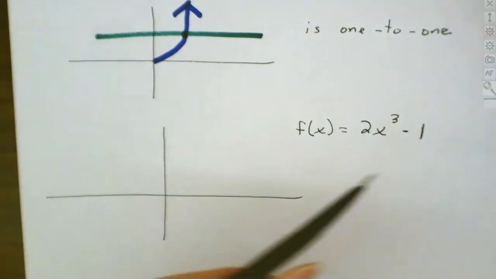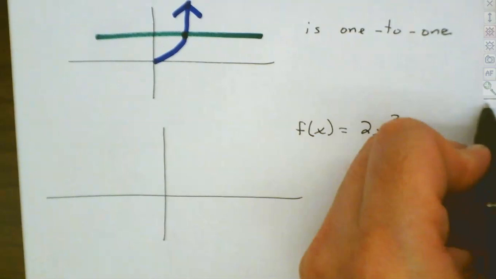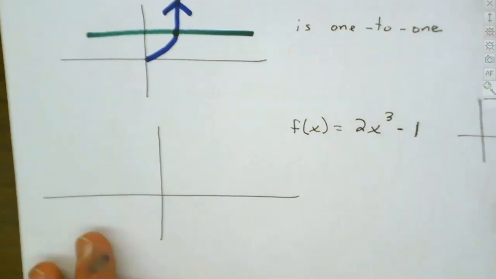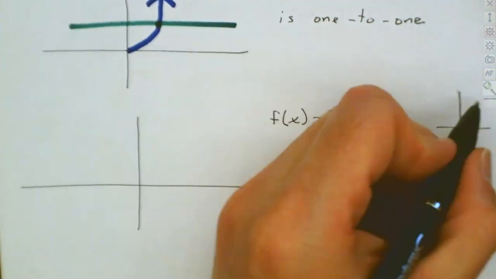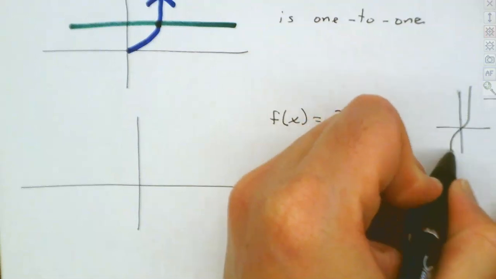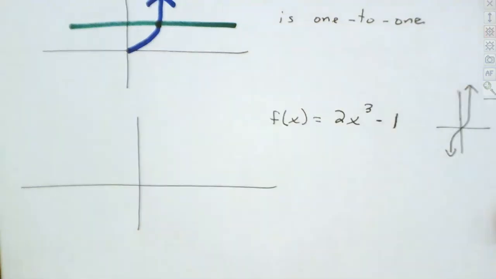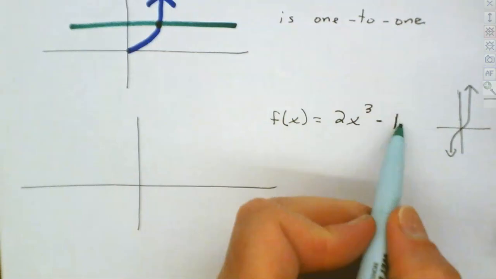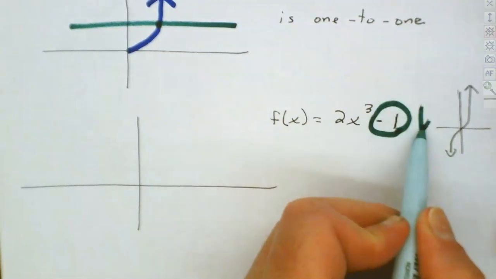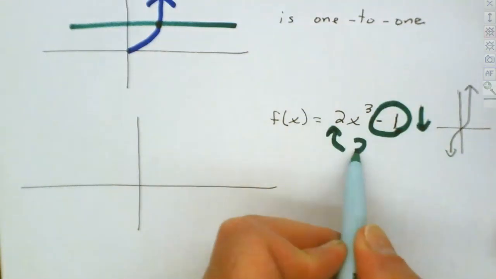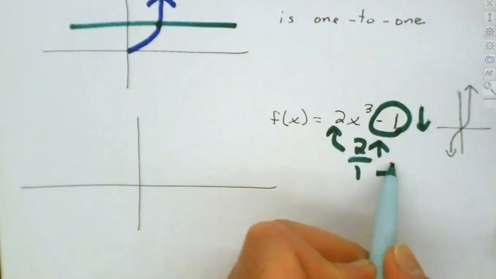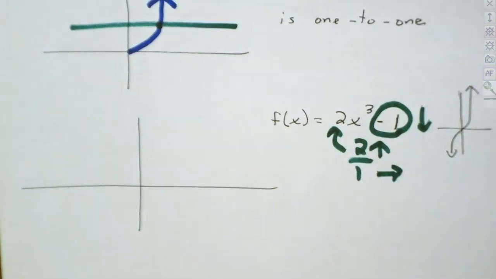Why? What does a cube look like? Let's just do a quick refresher of our graphs. Remember, a cube function looks like that, doesn't it? And what is that minus 1 going to do? Move it down. And what is that 2? Well, that's a 2 over 1. So up 2 over 1. Okay, let's draw our graph and see if this one has an inverse. If it's 1 to 1, it has an inverse.